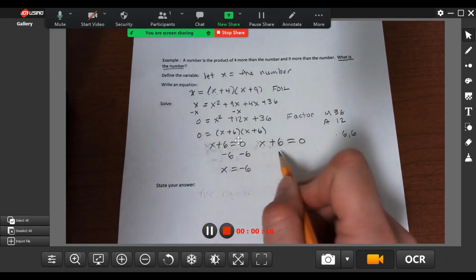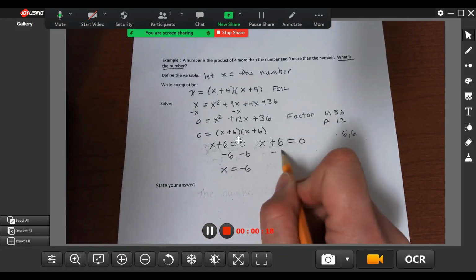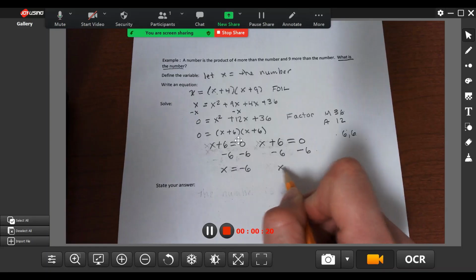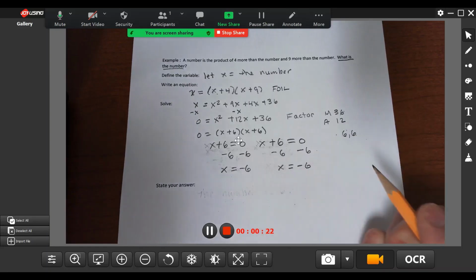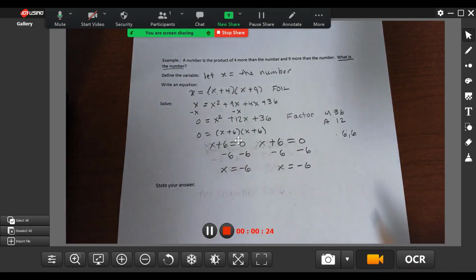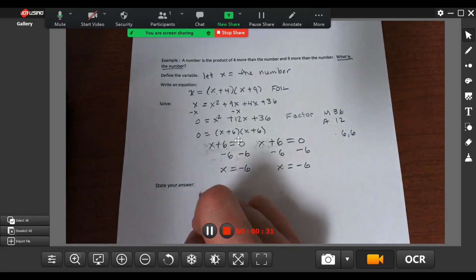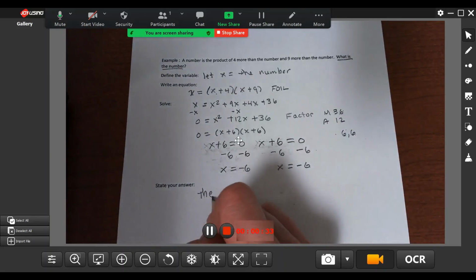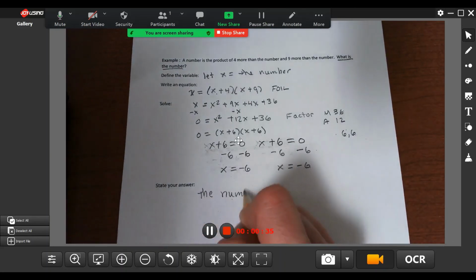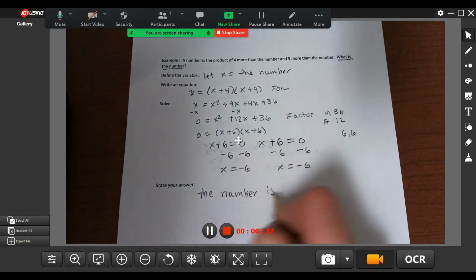So x equals negative 6. I'll solve this one, subtract 6 from both sides. x equals negative 6. So I got two answers, x equals negative 6 and x equals negative 6, and they're both the same. So that's okay. That means the solution, so we're going to state our answer, the number is negative 6.